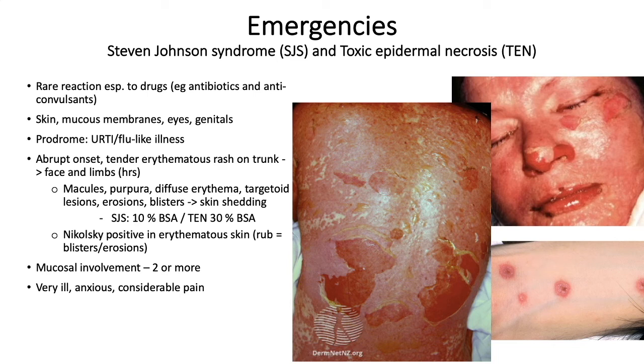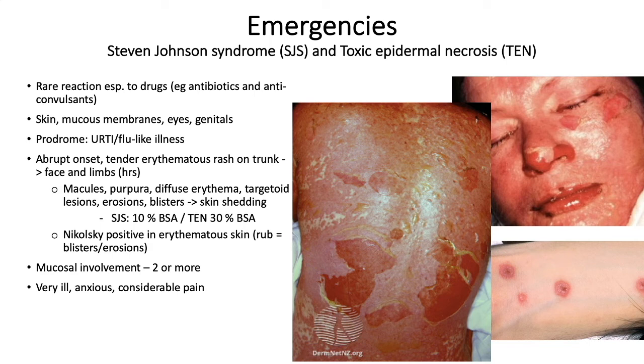So SJS and TEN are different extents of the same condition. They're rare. They're an unpredictable reaction that isn't fully understood to drugs, infections, and other things like vaccinations or contrast media. The reaction affects the skin, mucous membranes, eyes, and genitals. It can have a prodrome, which lasts for several days and resembles an upper respiratory tract infection or a flu-like illness.